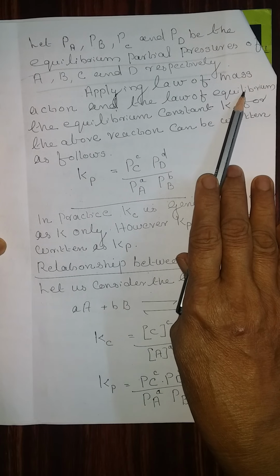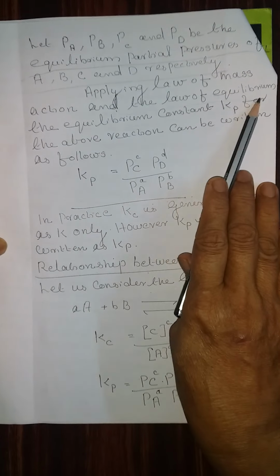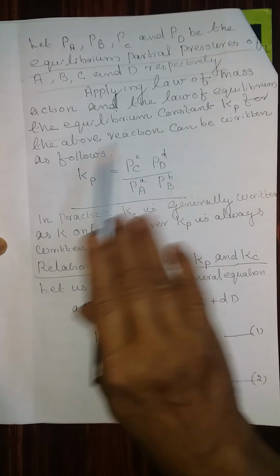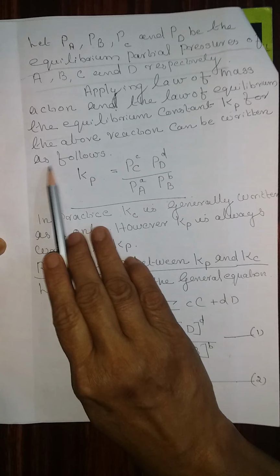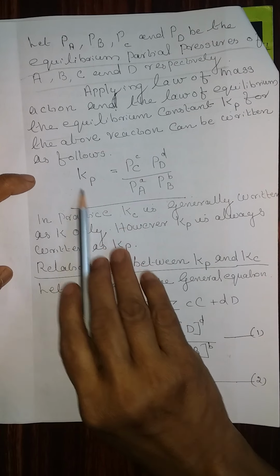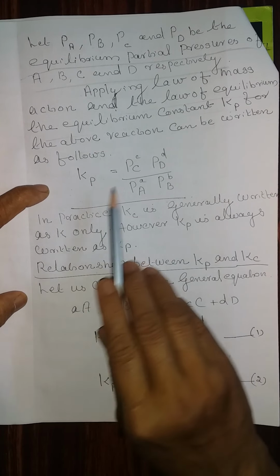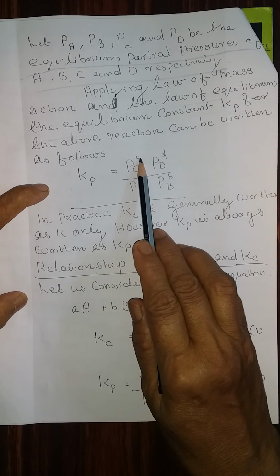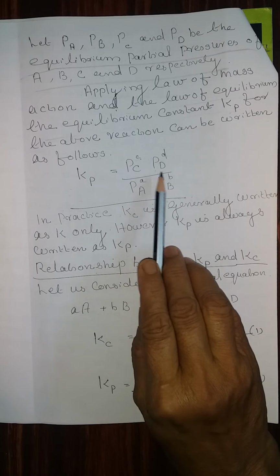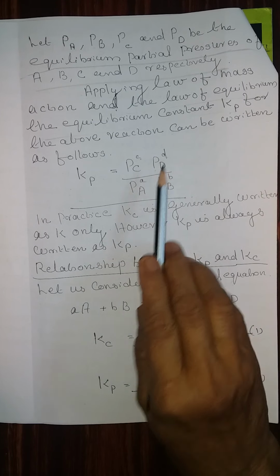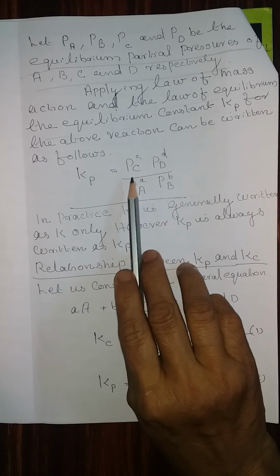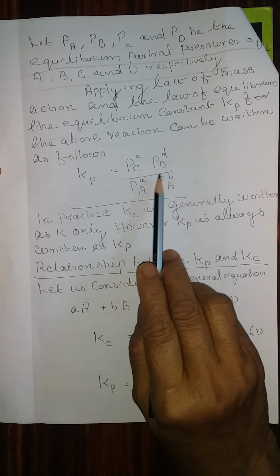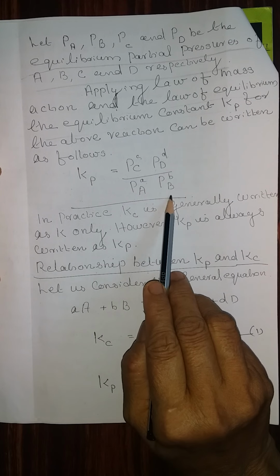Applying the law of mass action and the law of equilibrium, the equilibrium constant Kp for the above reaction can be written as follows. That is, Kp is equal to partial pressure of C raised to the power c, partial pressure of D raised to the power d, divided by, because it is the ratio, partial pressure of A raised to the power a and partial pressure of B raised to the power b.